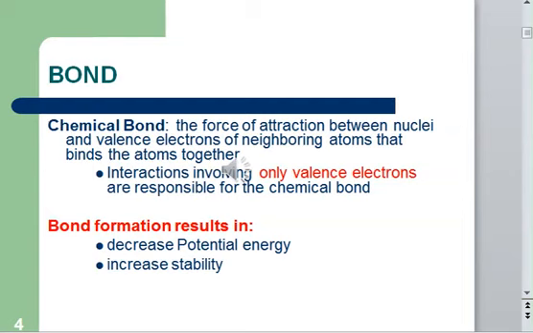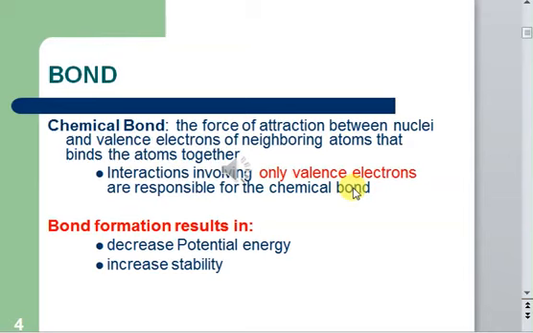Valence electrons are the electrons that are present in the outermost shell of atoms, right? So electrons in the outermost shell of an atom are known as valence electrons, and always remember that it is only the valence electrons that are responsible for the formation of a chemical bond, right?